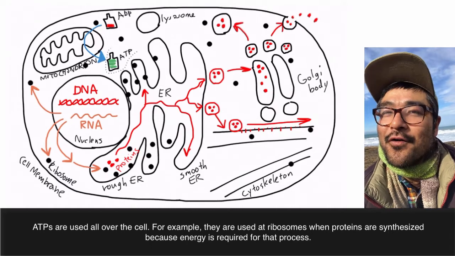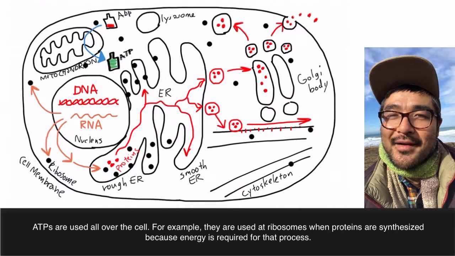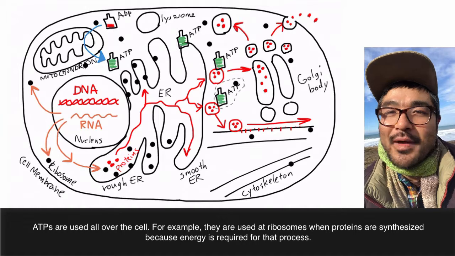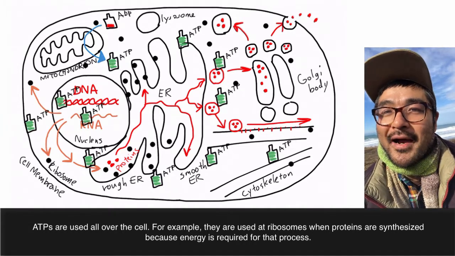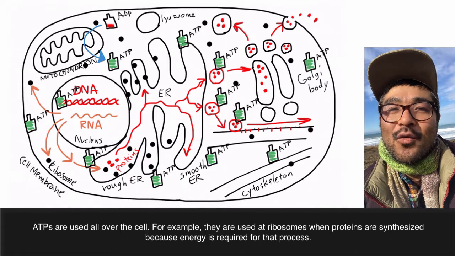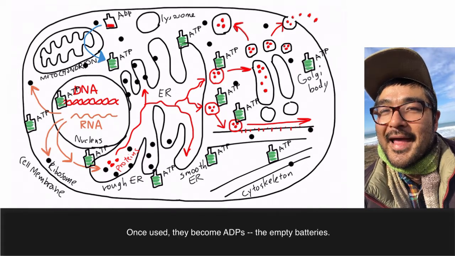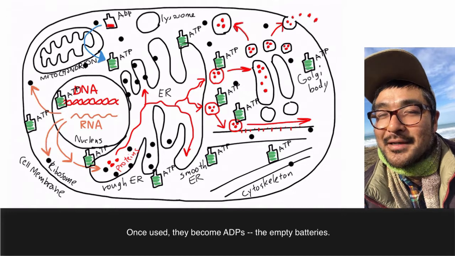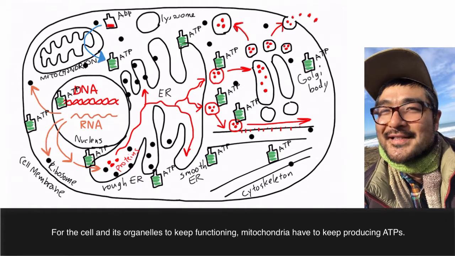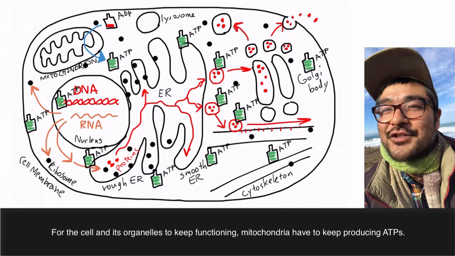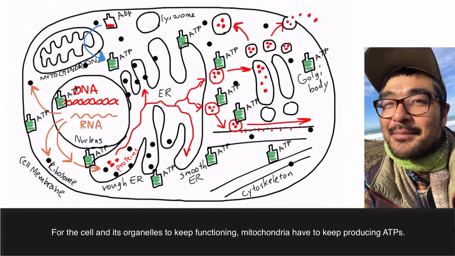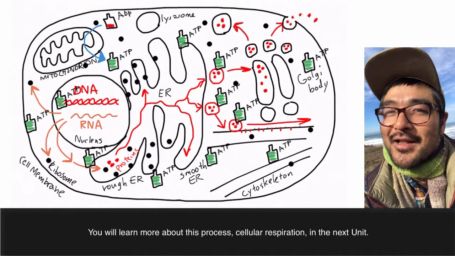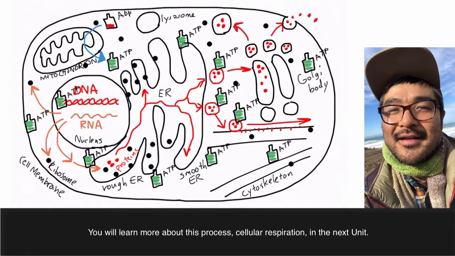ATPs are used all over the cell. For example, they are used at ribosomes when proteins are synthesized because energy is required for that process. Once used, they become ADPs, the empty batteries. For the cell and its organelles to keep functioning, mitochondria have to keep producing ATPs. You will learn more about this process, cellular respiration, in the next unit.